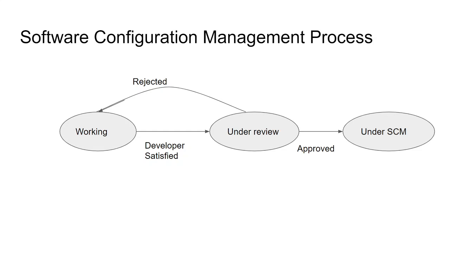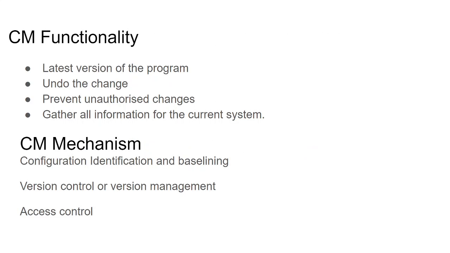So what is done? You will be working on a project, it is under review, and it should be satisfied by the developer. Then if it is approved, it goes to software configuration management. If it is under review and is rejected, again the work has to be redone. Next is the CM functionality.